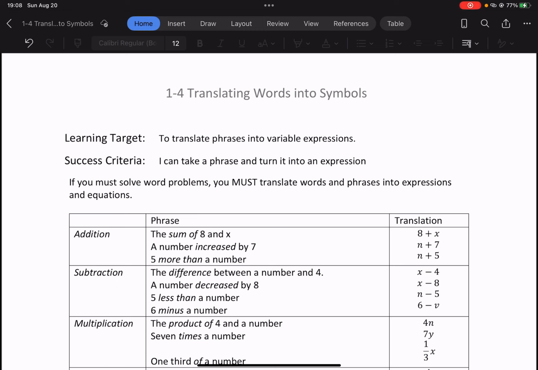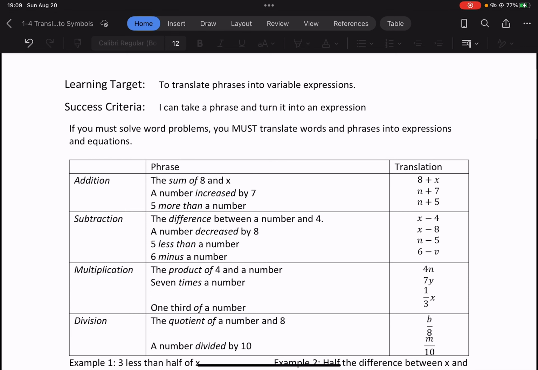We're going to do section 1.4, and we're just literally going to translate phrases into expressions. That's all we're going to look at. So we're looking at certain words or phrases that indicate a specific function. The first thing to know is that if you have to solve a word problem, you must translate the words and phrases into expressions and equations. So let's get the expressions down first. Let's look at some of these here.